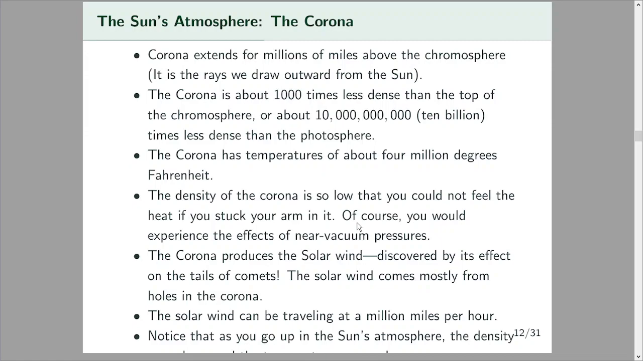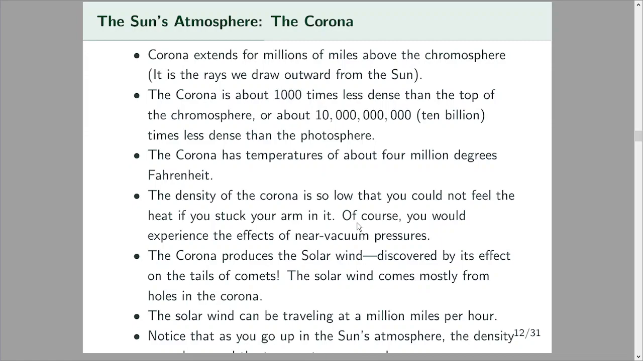All you would feel was the vacuum. Even though it's 4 million degrees, there's not enough matter there for you to feel it. The corona produces the solar wind. It's discovered by its effect on comet tails, which we already talked about. That's how the solar wind was discovered.